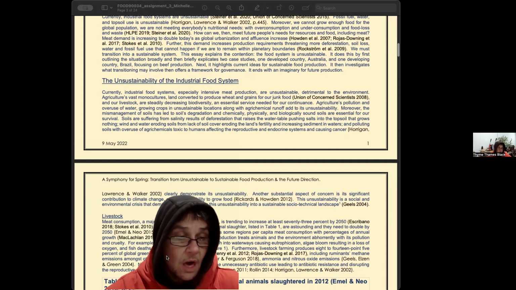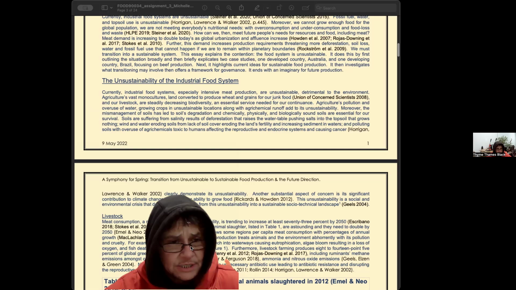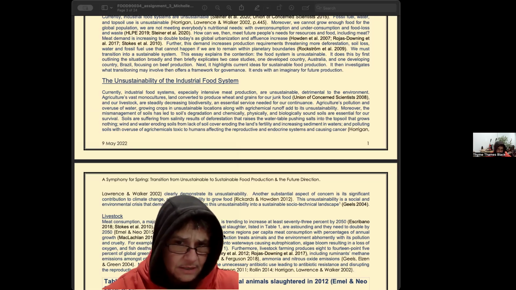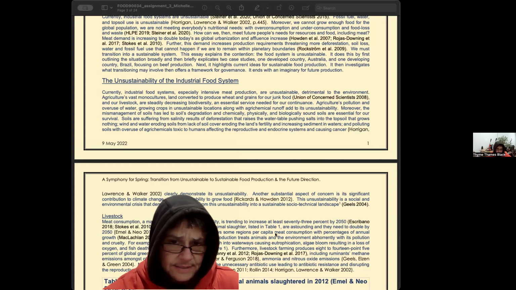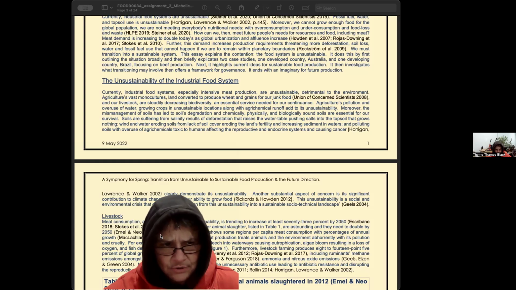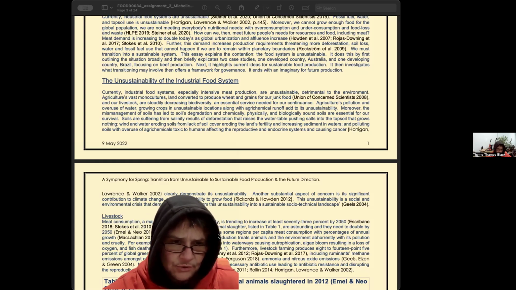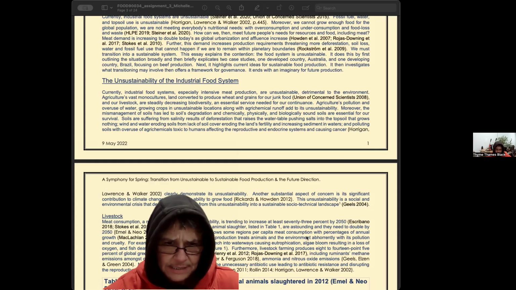Livestock. Meat consumption, a major source in this unsustainability, is trending to increase at least 73% by 2050 (Escribano, 2018; Stokes et al., 2010). The 2012 global figures for animal slaughter listed in Table 1 are astounding, and they need to double by 2050 (ML and Neo, 2015, page 2). Manifestly, Table 2 shows some regions' per capita meat consumption with percentages of annual growth.